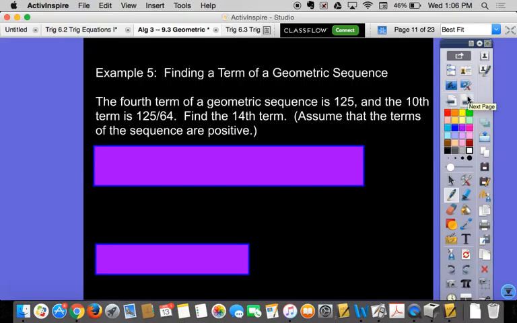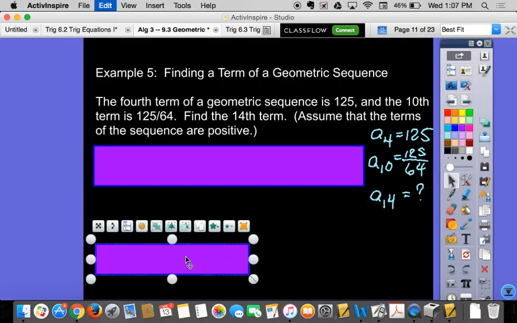Okay, next part. It goes to finding a term in a geometric sequence. Same type stuff that we just did. It says the 4th term is 125, and it stipulates that the 10th term is 125 over 64. So that's a little nasty. You're just going to have to hang on, bear with it through the algebra. It wants to know what the 14th term is.